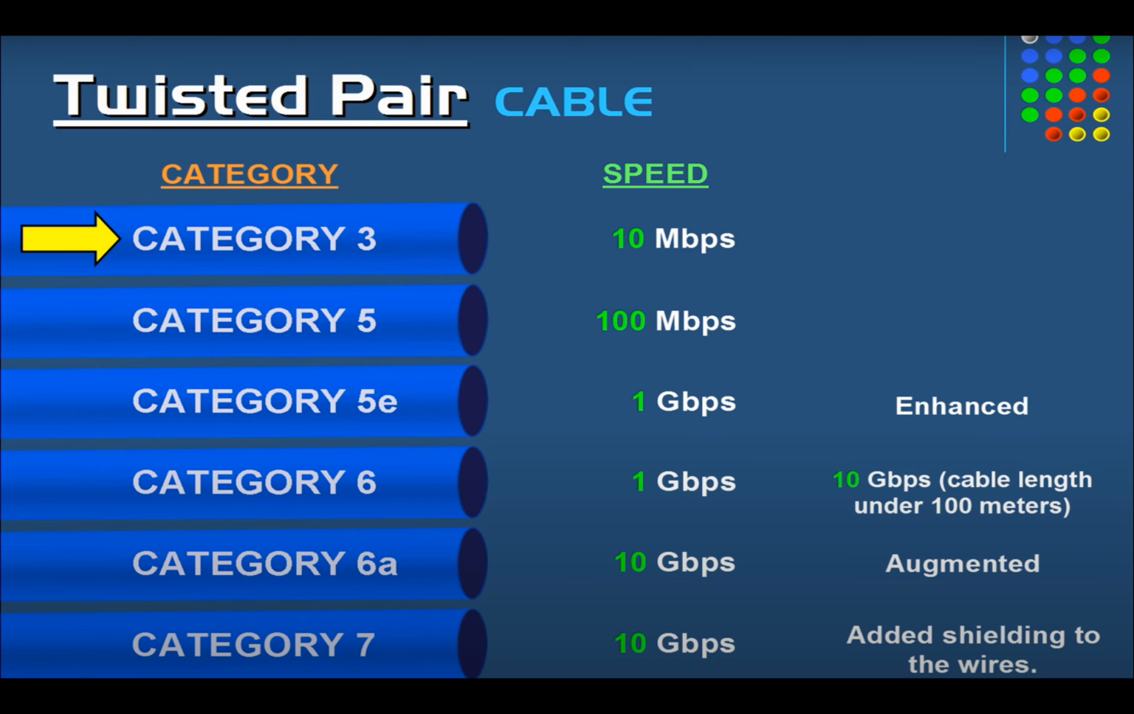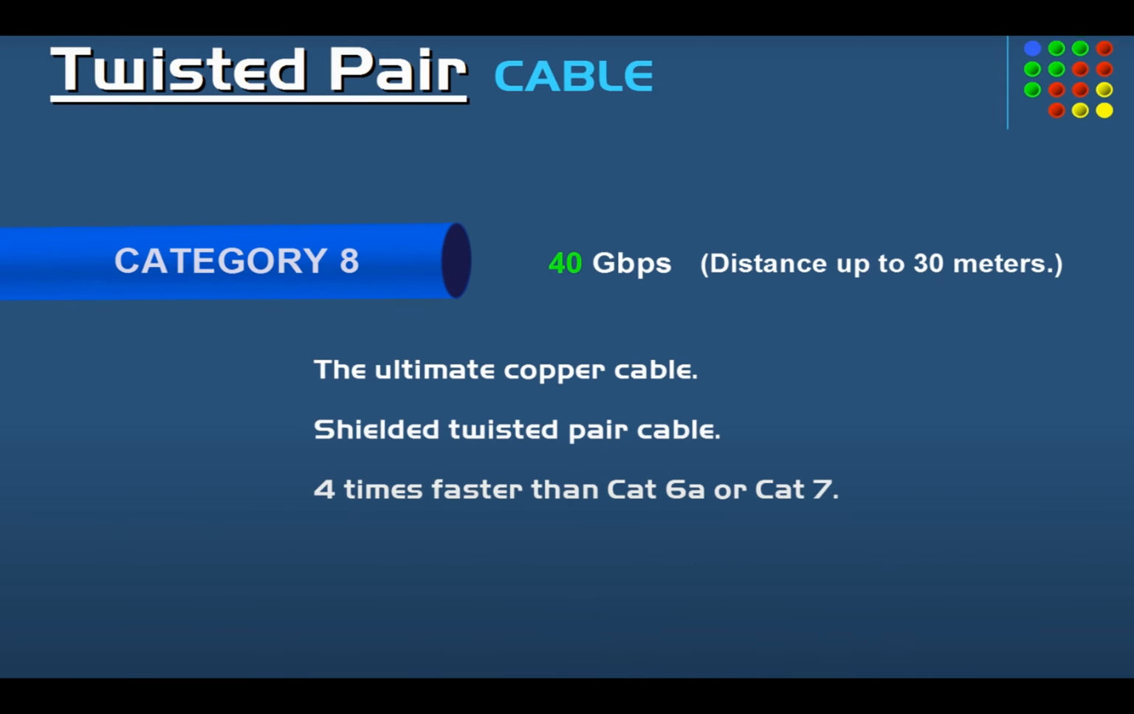So category 3 is the slowest, and category 7 is going to be 1,000 times faster. We're going from 10 megabits per second to 10 gigabits per second, and gigabits are 1,000 times faster than megabits. Then we've also got category 8, which is even faster, but that only has a short distance.